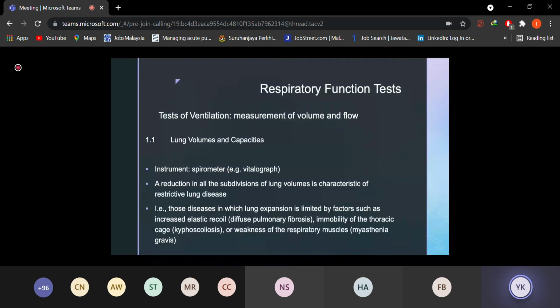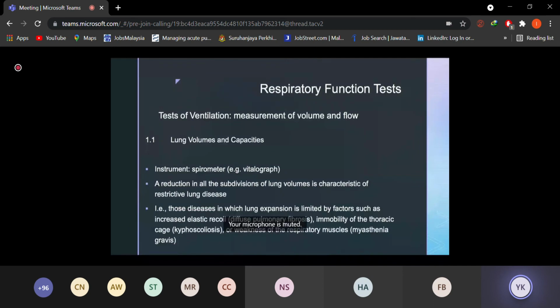These are diseases in which lung expansion is limited by a factor such as increased elastic recoil. If you increase the elastic recoil, the compliance will be reduced. You can hardly breathe in, but easily breathe out, which means your lung volume will be reduced. All this will be given by the respiratory function test. It will give you some hint. It's not a diagnostic tool, but it helps give you more information.